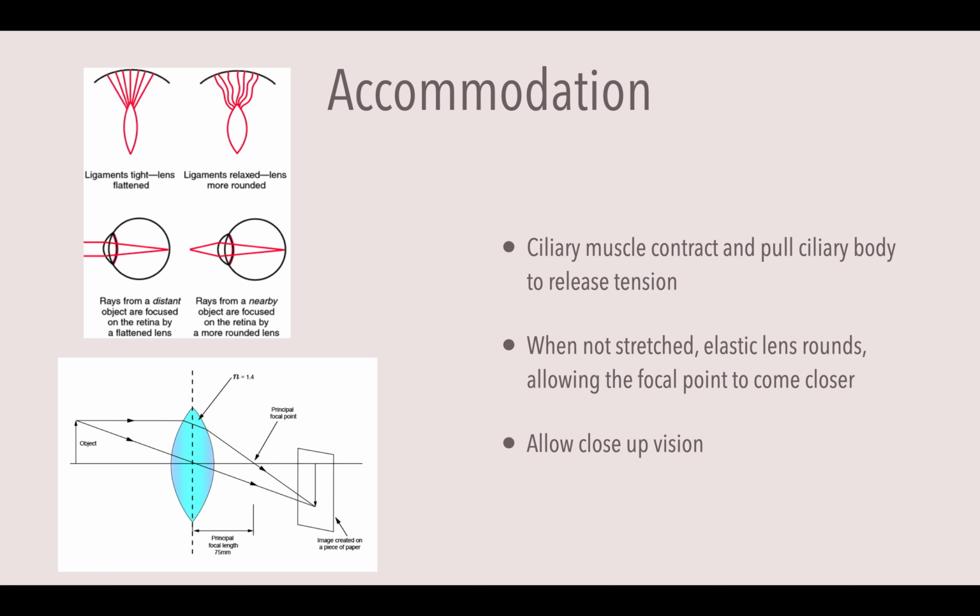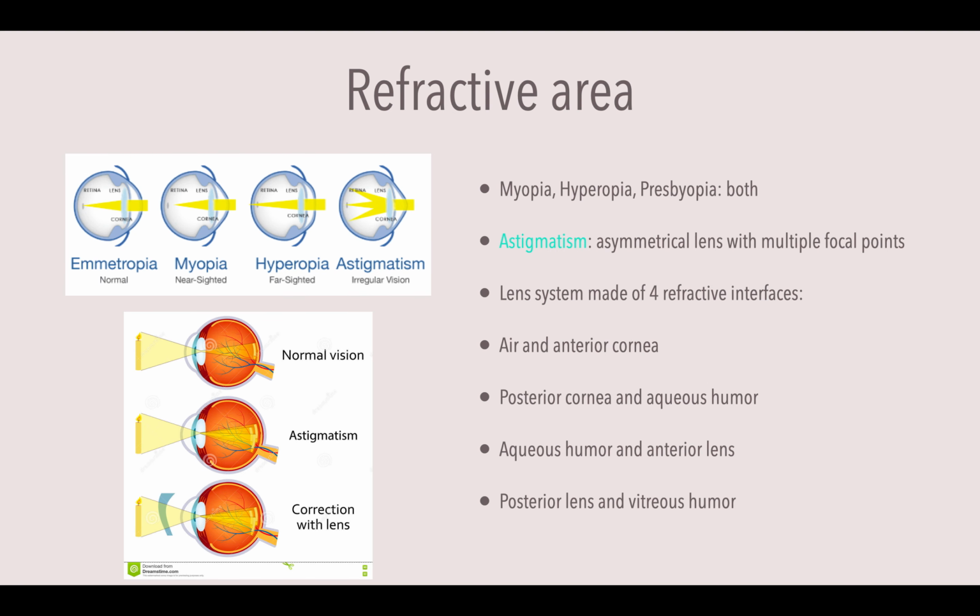Accommodation is basically how we are able to switch from far vision to near vision. The ciliary muscles will contract and pull the ciliary body to release the tension. So the rounder the lens, the closer the focal point. The refractive errors will lead to nearsightedness, farsightedness, or both.